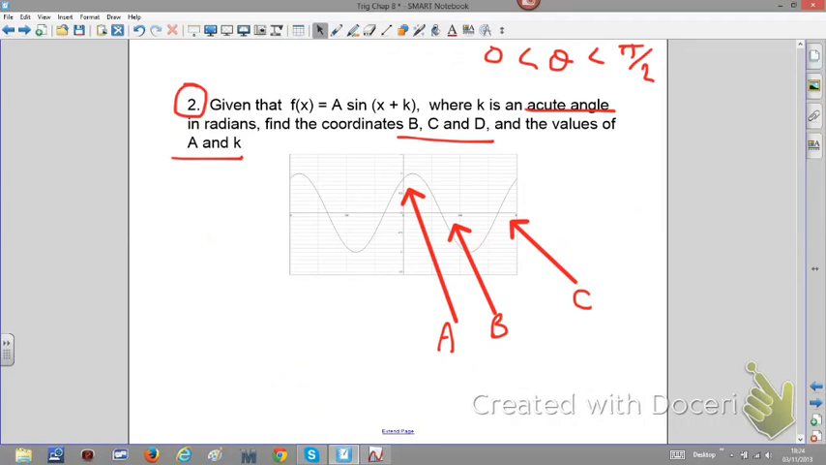Now you need to know where the points B, C and D are. I've just labelled those incorrectly, so let's just change those. Let's rub those out. Now the B, C and D are the intersections with the axes. So let's say B is the intersection with the y-axis, and C and D are the first 2 intersections with the x-axis.